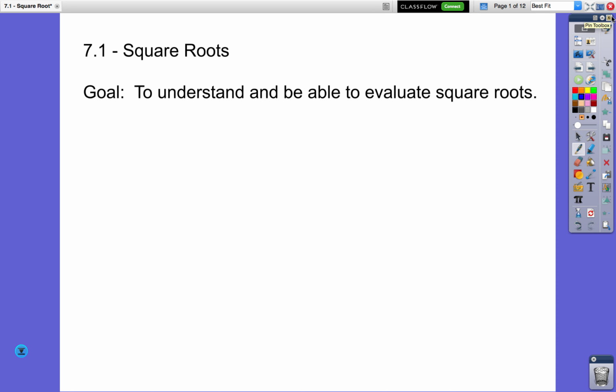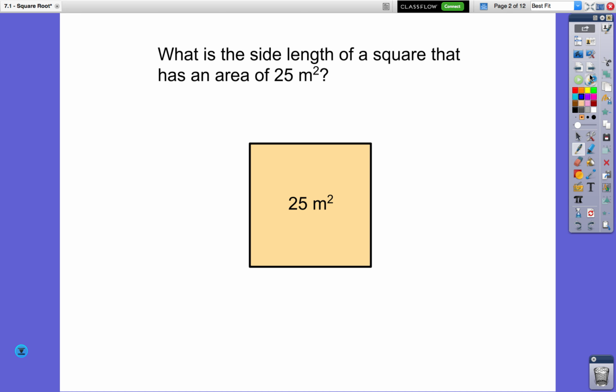In this lesson, we're going to be taking a look at the concept of square roots. So our goal is to understand what a square root is and how to be able to evaluate square root problems. All right, so let's take a look at this first situation. What is the side length of a square that has an area of 25 square meters?